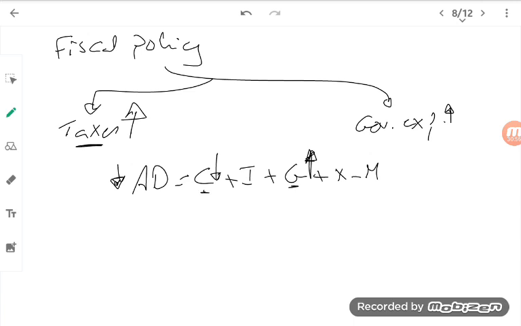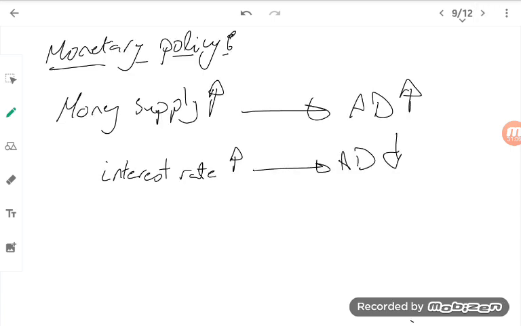طيب الجي، الجي هي اصلا كومبوننت، هو الجوفرمنت اكسبنديتشر، لو الحكومه زودته يعني الاجريجيت ديماند هيزيد، يعني هيحصل له شيفت تو ذا رايت. نيجي للتول الثانيه اللي عندنا اللي هي المونيتري بوليسي. المونيتري بوليسي دي المسؤول عنها السنترال بانك اللي هو البنك المركزي. طيب هي بتتاثر بحاجتين، ماني سبلاي وانترست ريت.